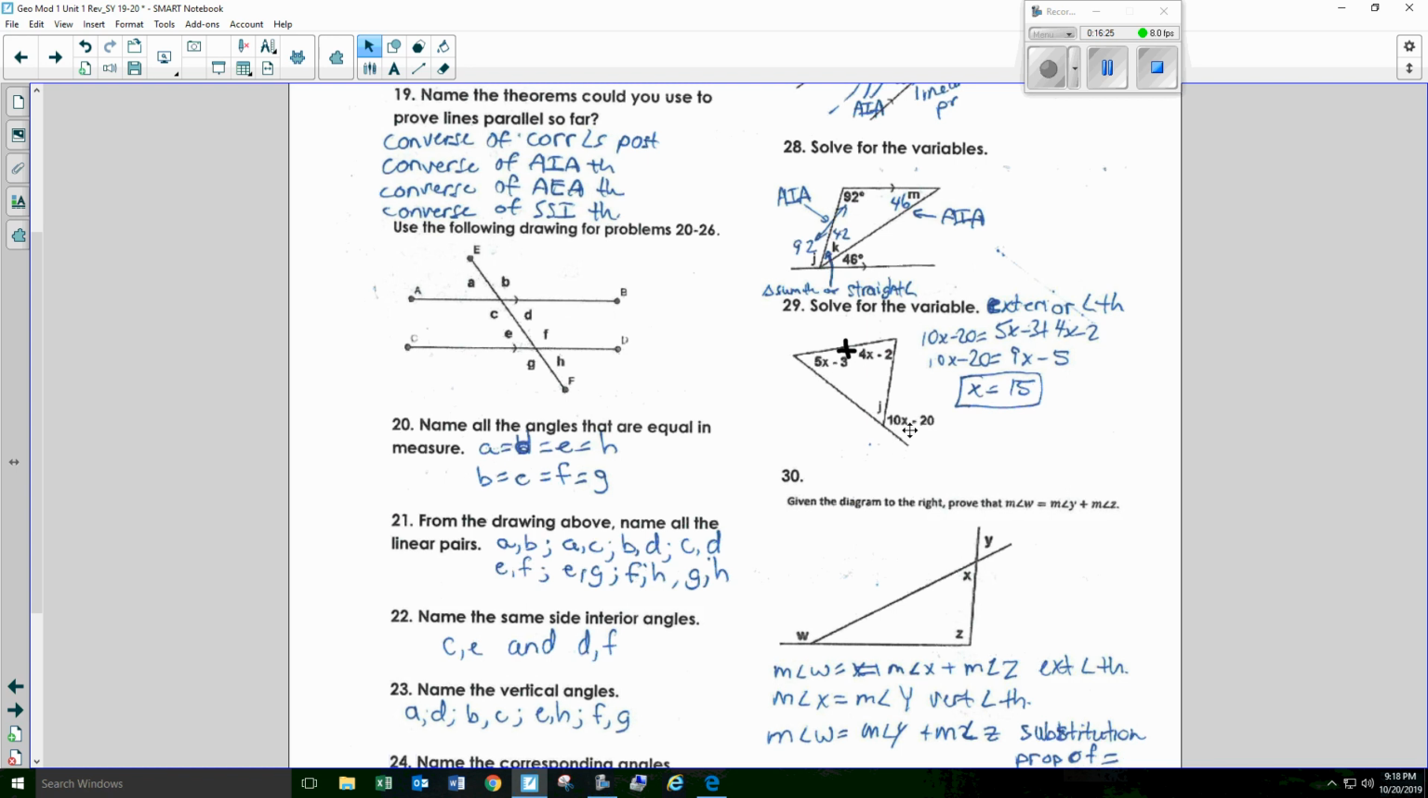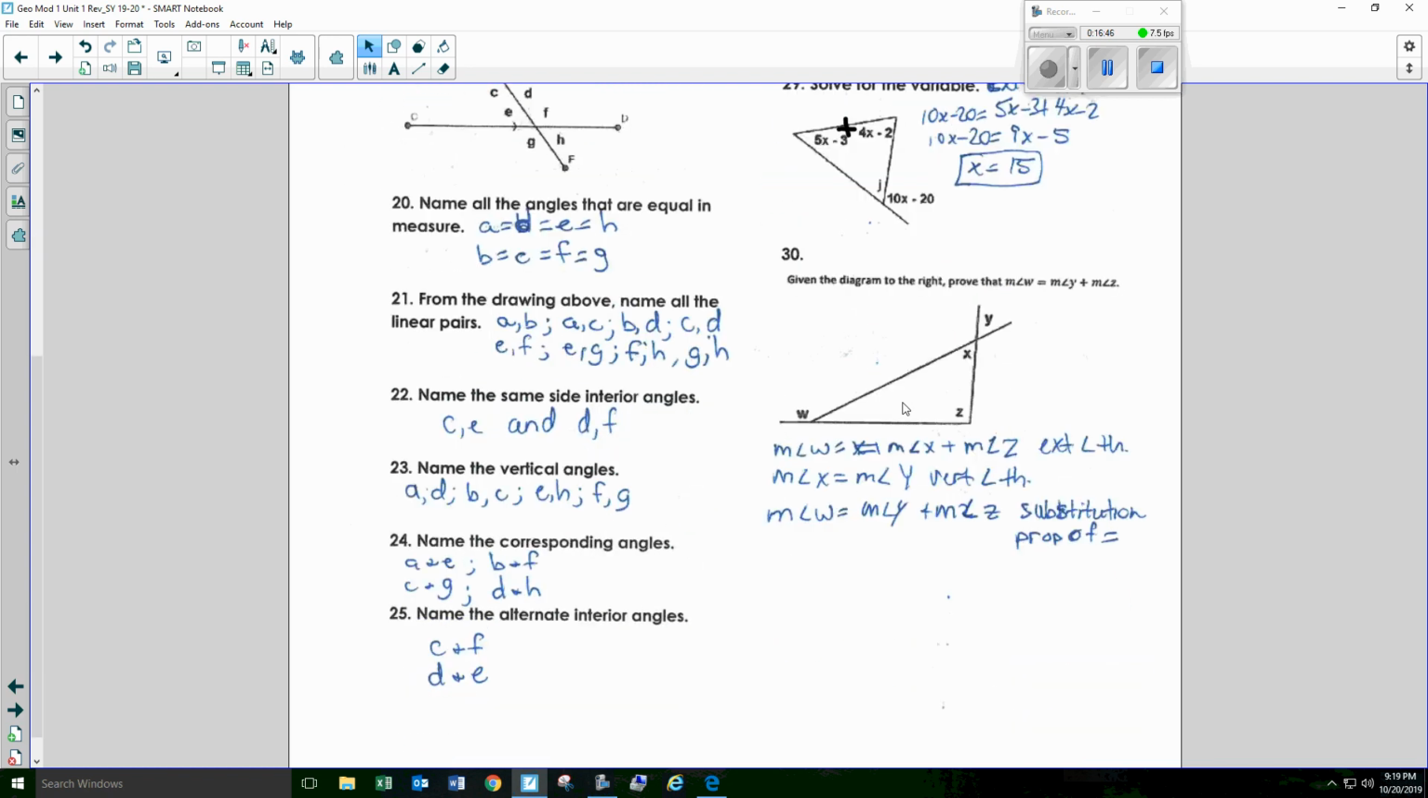Okay. So this 10x minus 20 equals 9x minus 5. Okay. Subtract the 9x across, 1x, add the 20 across, and you get 15. And that's all they want you to do, solve for the variable. Make sure you always read the question and see if they want you to go ahead and find one of the angles and plug that 15 back in. I always go back and read the questions. A lot of you made mistakes on it before.